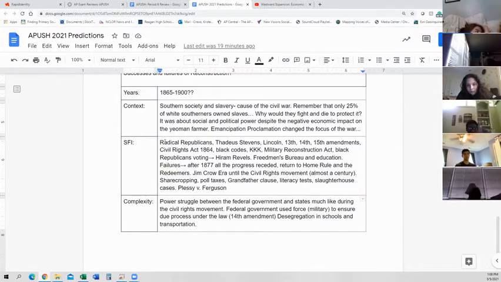Anyways, and then I just listed out all this SFI. What do I need to go over with Reconstruction? Anything on here where you're like, hey, Ms. Cruz, can you go over that? Oh, I know what I need to go over.